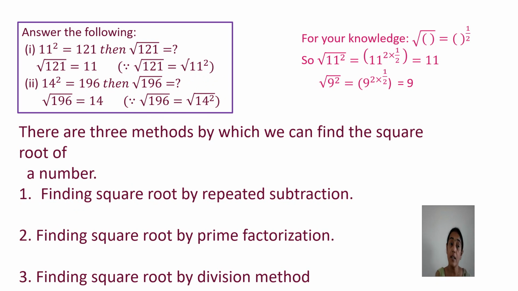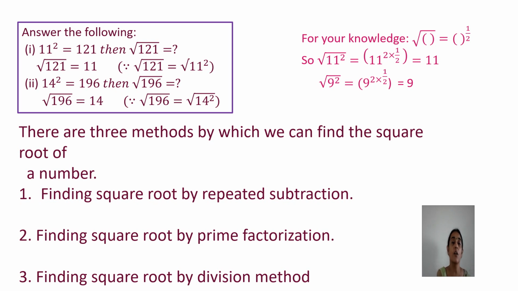But when bigger numbers are given, you have to find the square root of a bigger number. Like suppose you are given a number 9025 and you have to find the square root. Then how will you find the square root of such big numbers?